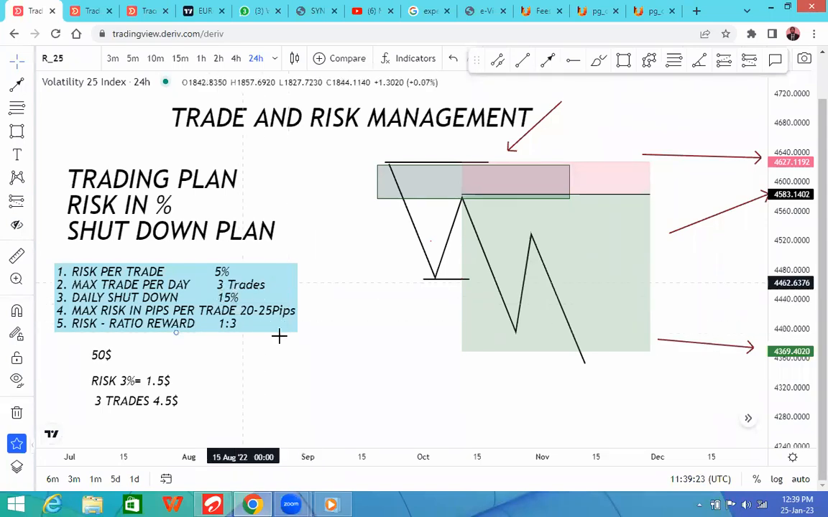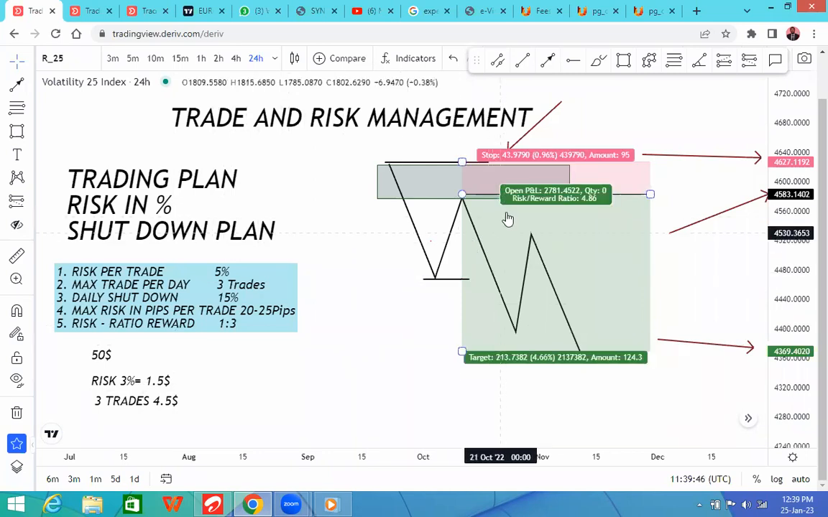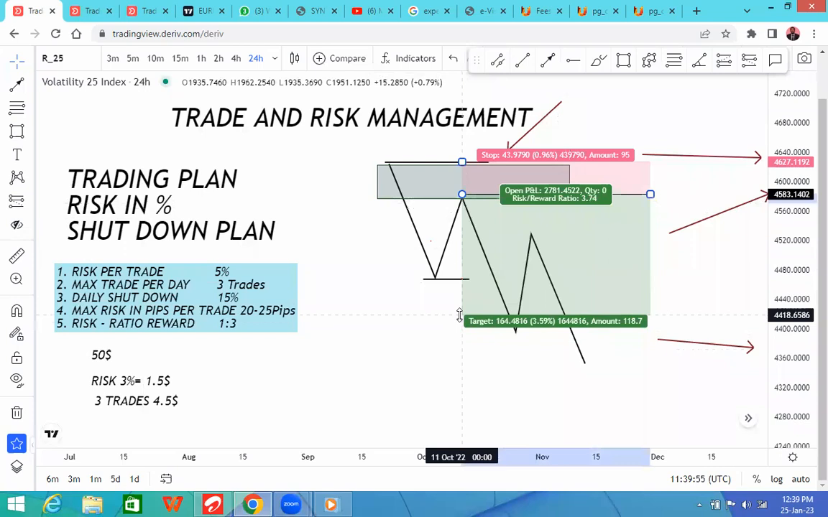So now you have gotten this. Now, what is your ratio? Your ratio is 1 to 3. What it means is that you are risking $1 to make $3. If you are risking $10, you want to make $30. If you are risking $100, you want to make $300. If you are risking $5, you want to make $15. That's what this ratio simply means. So you can see the risk to reward ratio is here. This is 4, so you have to bring it to 3. Your first profit is 3.